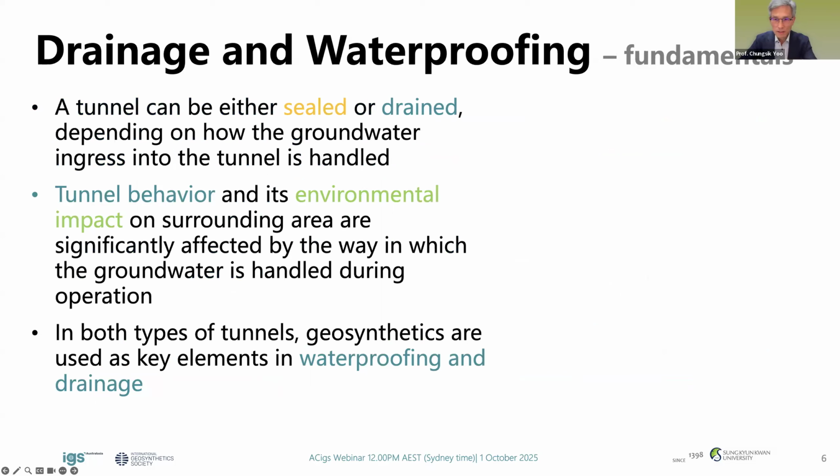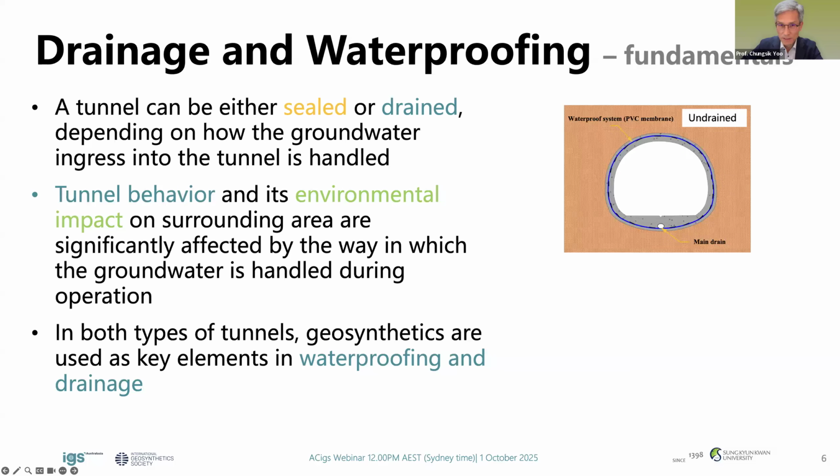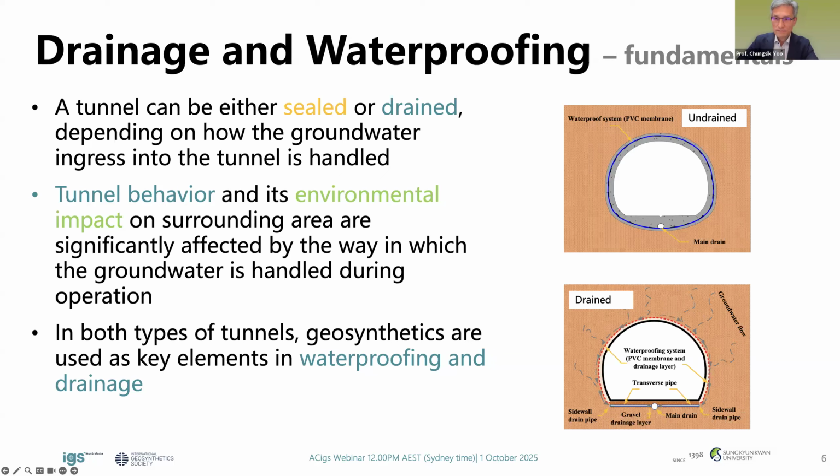So a tunnel can be either sealed or drained, depending on how groundwater ingress is managed. Okay. In a sealed system, sometimes you call the undrained tunnel, the waterproofing membrane completely blocks water from entering the tunnel. In contrast, a drained tunnel incorporates a drainage layer to discharge groundwater in a controlled manner. Okay. Then which one do we choose?